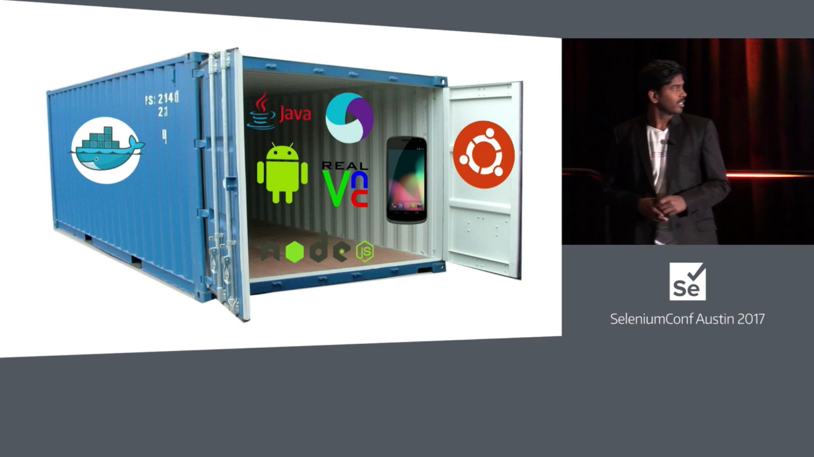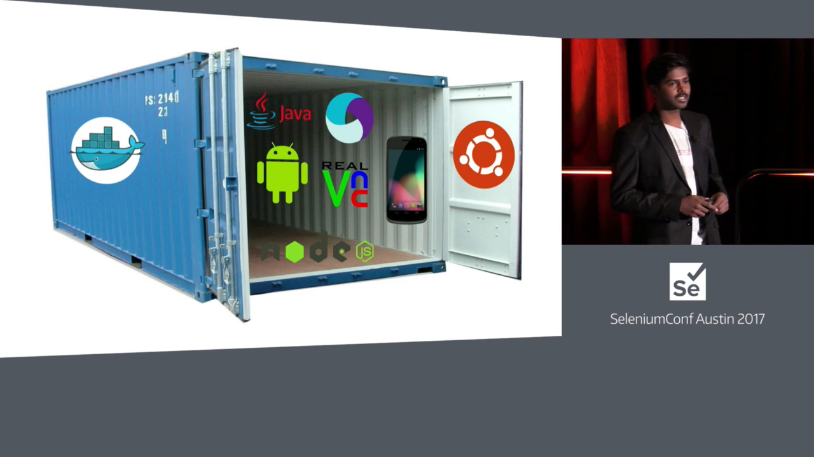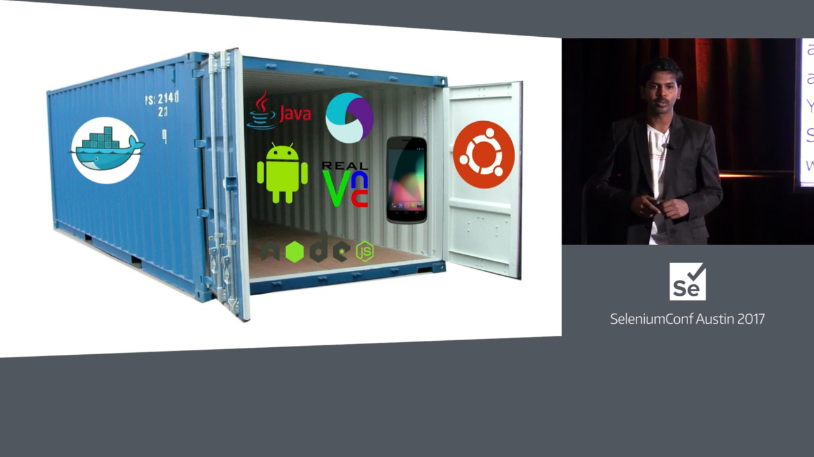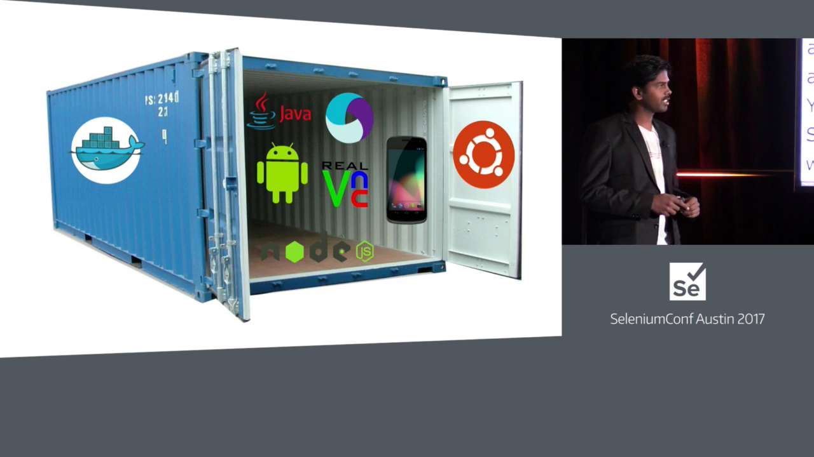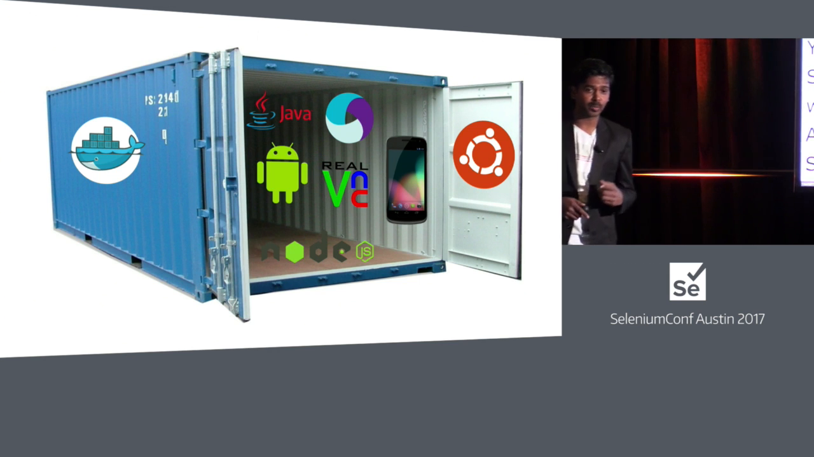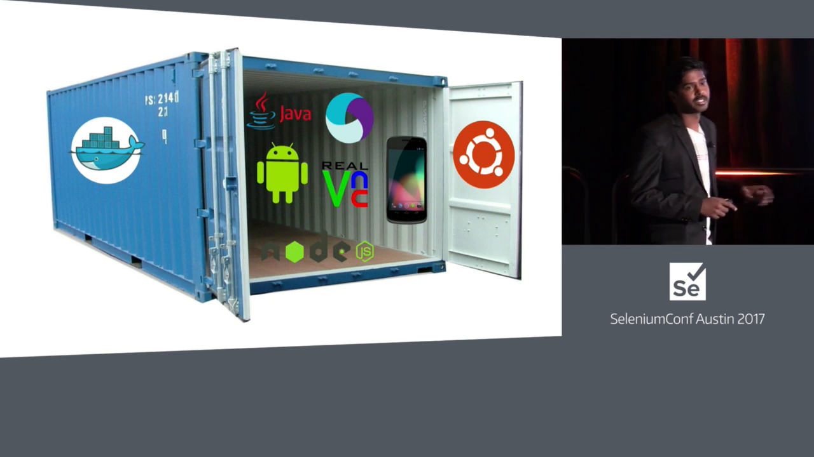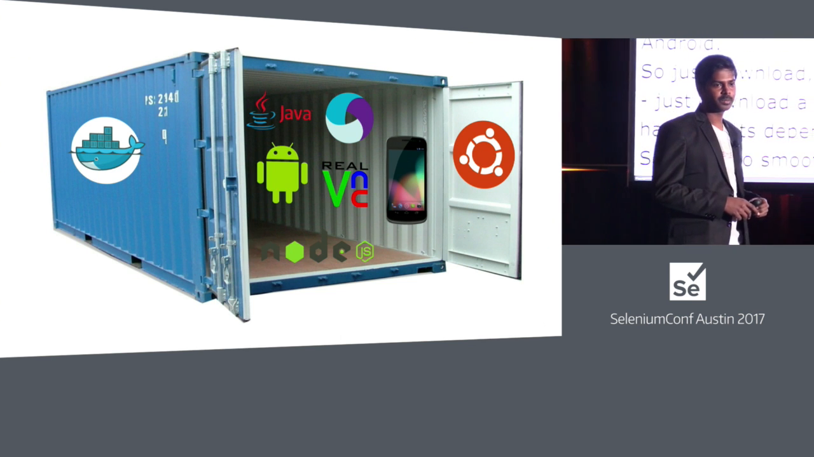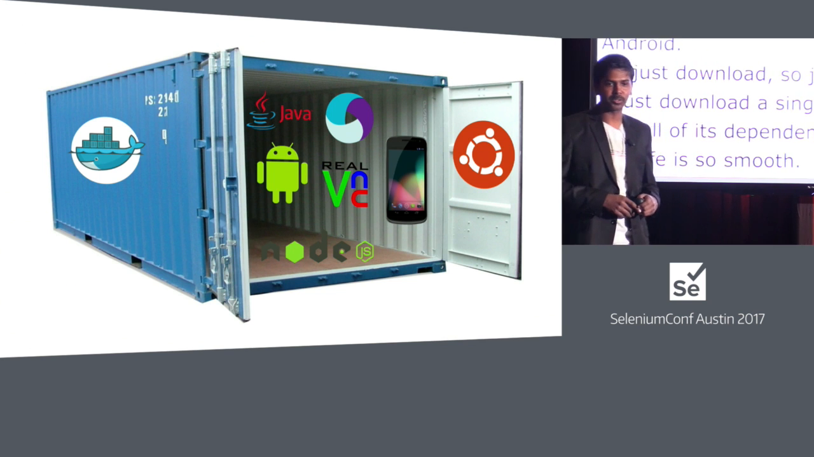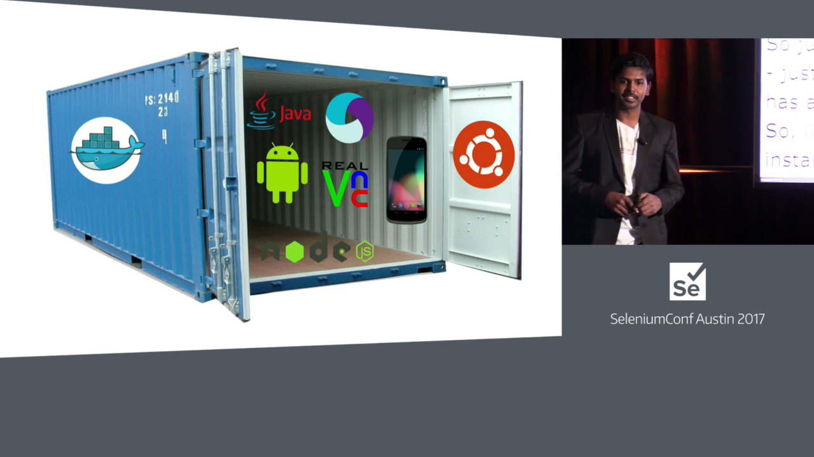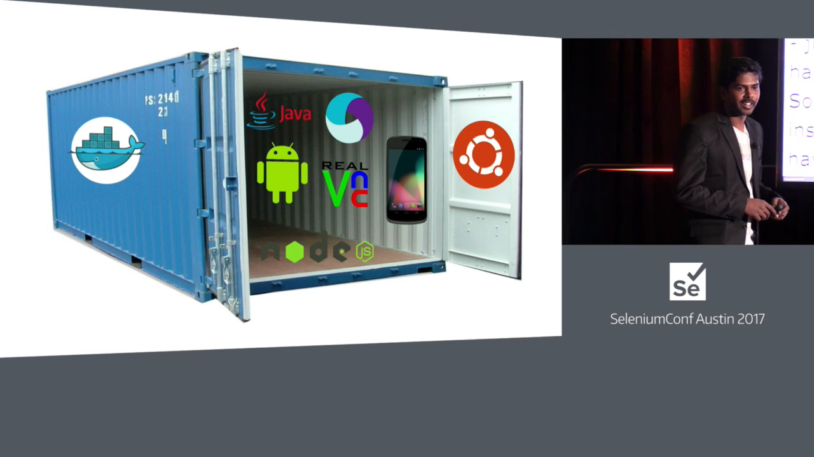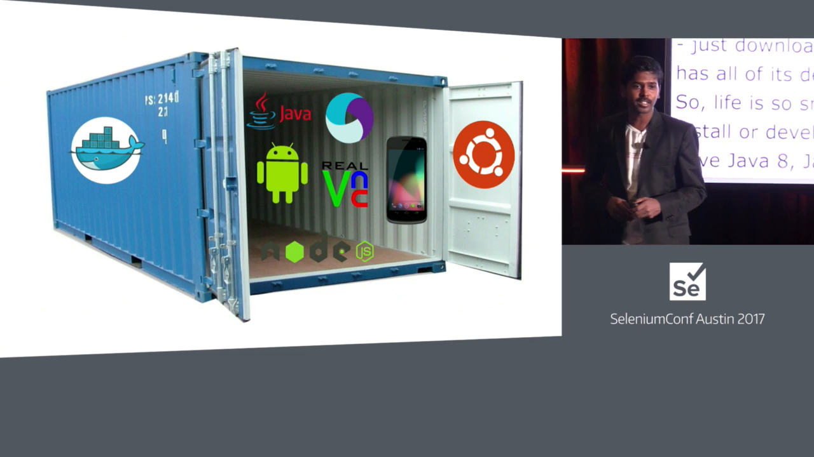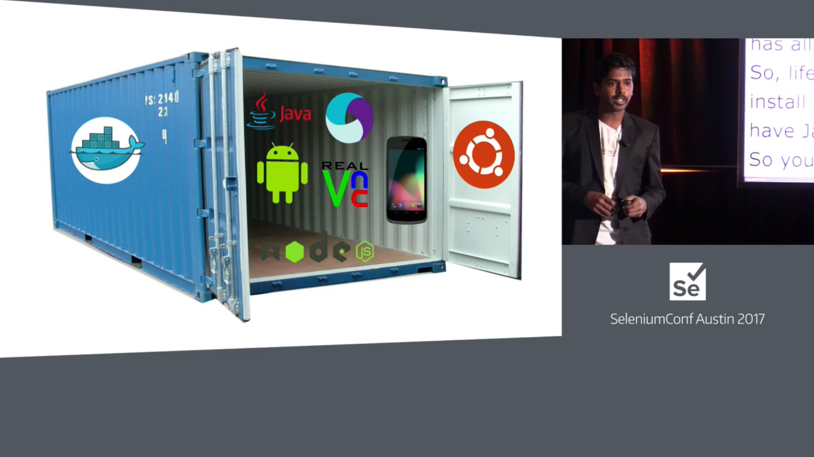Yeah. So now we have a Docker container which has pretty much everything for an Android setup to be available. Just download a single Docker image which has all its dependencies available inside. So life is so smooth. You don't need to install or fight with environment variables when you have Java 8, Java 7, Android SDK, or when there is an upgrade in Android SDK. And you can even containerize the emulator as well, in case you want to run on an emulator.